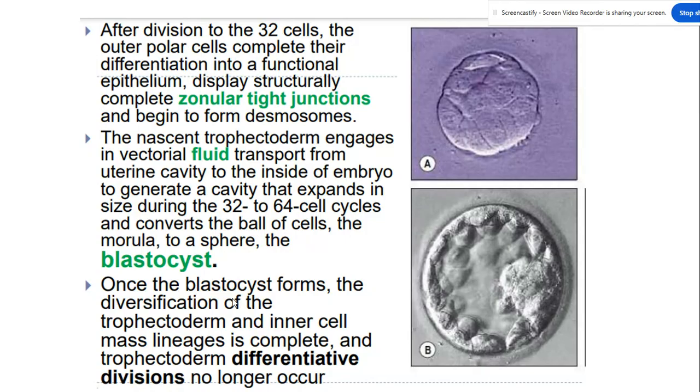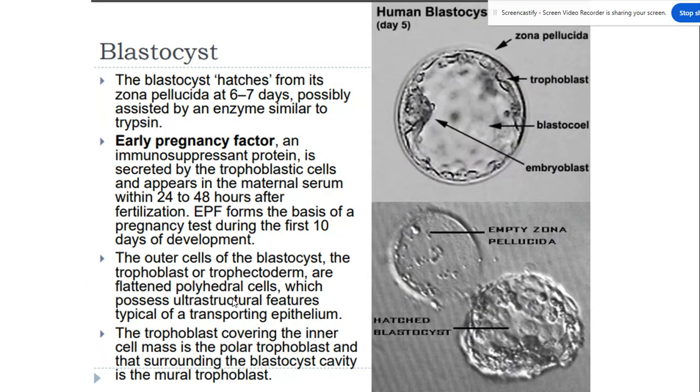Once the blastocyst forms, diversification of the trophoectoderm and inner cell mass lineages is complete and trophoectoderm differentiative divisions no longer occur, right? So there's actually a stop to the differentiative divisions in trophoectoderm once the blastocyst forms and diversification of the trophoectoderm inner cell mass lineage is complete, okay? All right, so what is blastocyst?